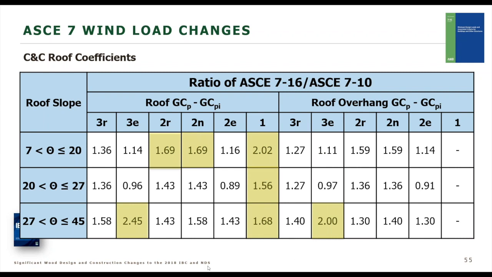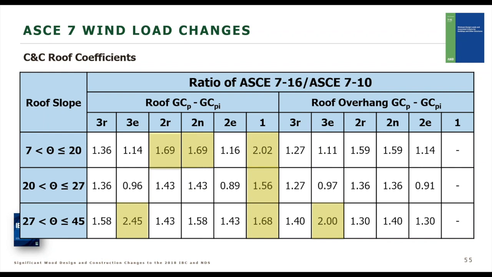And so you will see that in these areas, most of it are going to have an increase in the components and cladding and the roof coefficients. And a lot of them are going to be over 1.5. So we're going to have, even over here, when we're looking at the slope here, and I should have mentioned that previously, this is the slope of the roof, we have almost 2.5 times increase in the 3E region.